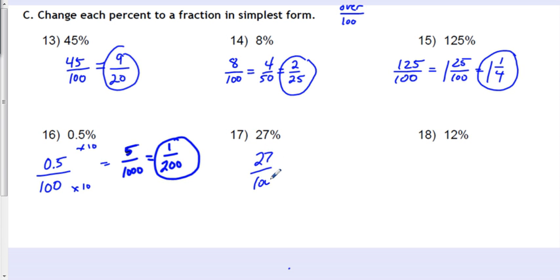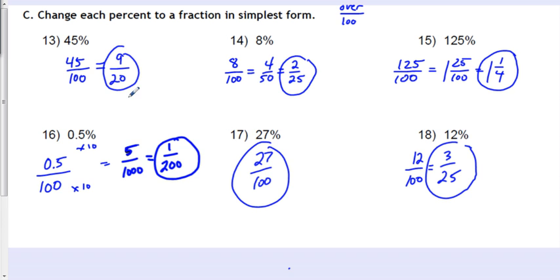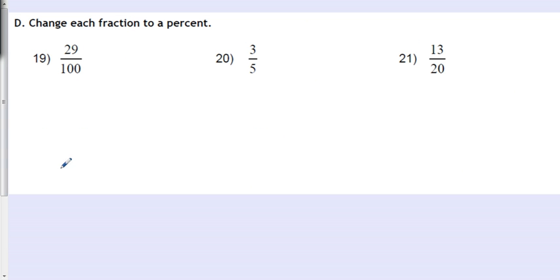27%, 27 over 100, cannot be simplified. 12%, 12 over 100. Now they're both even. You could sure cut them both in half for 6 over 50, but 4 does go into both. 3 times into 12, 25 times into 100. Now we'll be changing fractions into percents.